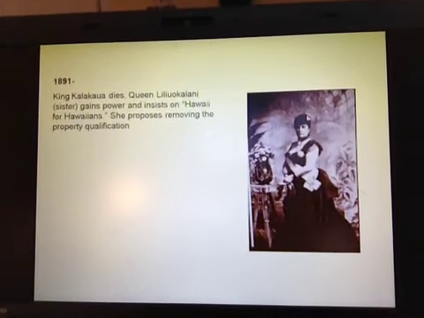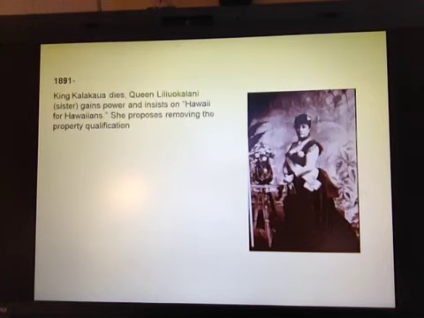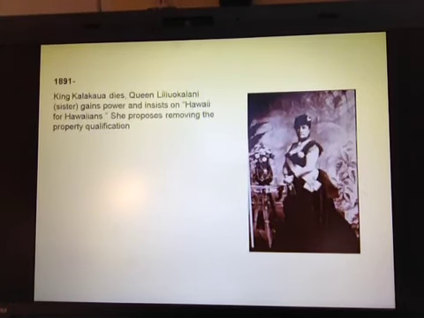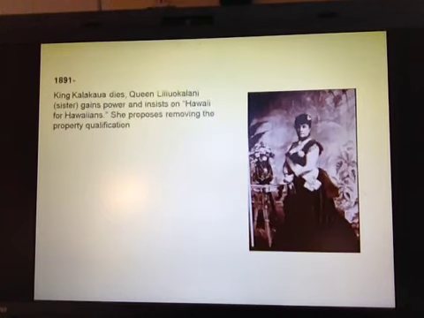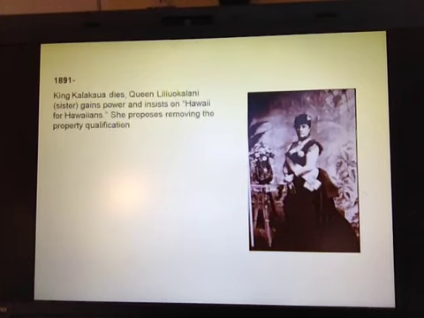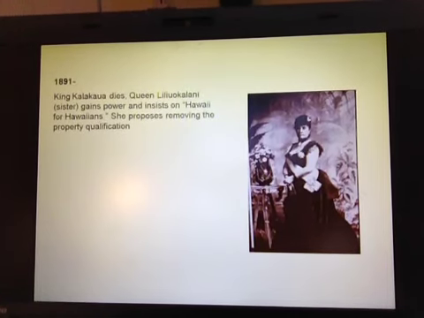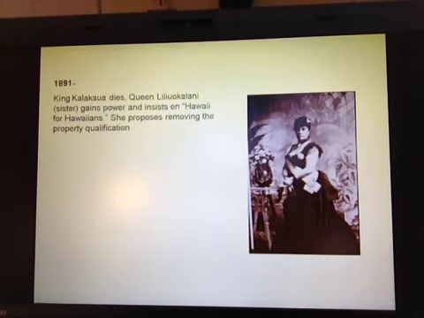Well, unfortunately for the white sugar growers, in 1891, the king dies, and Queen Liliuokalani, his sister, also called for obvious reasons just Queen Lily, gains power, and she really disagrees with what her brother has done, and she really thinks that authority and power should be returned to the native Hawaiians. And so she insists on Hawaii for Hawaiians, and she wants to remove the property qualification for voting.